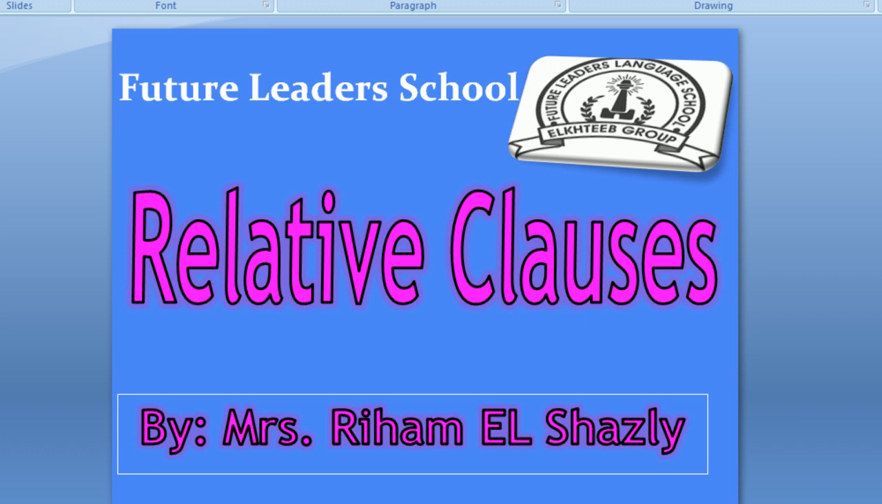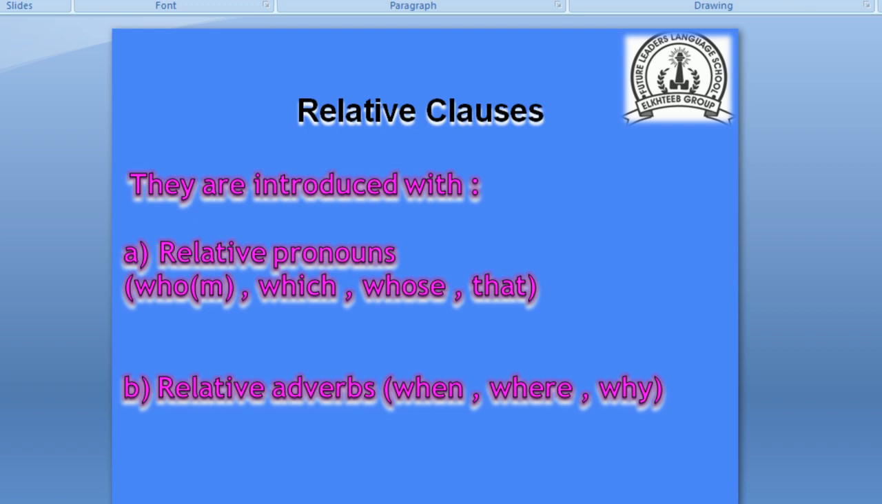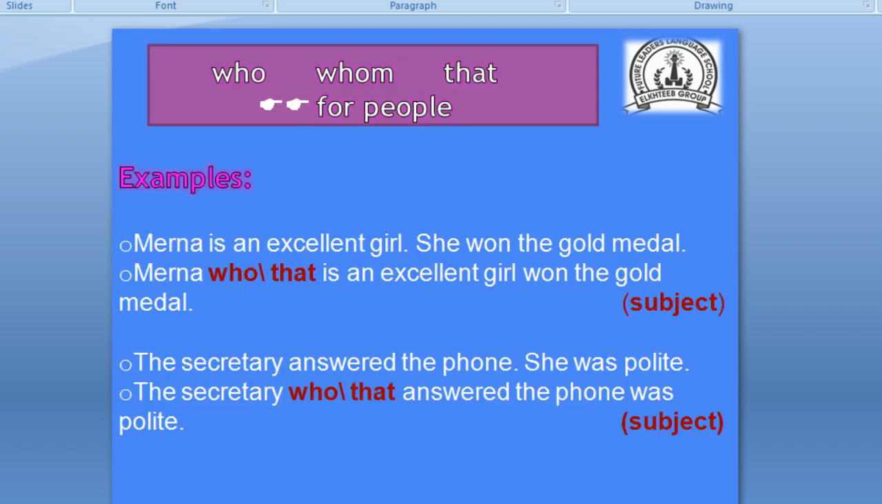Let's start. Relative clauses are introduced with relative pronouns like whom, who, which, whose, and that, and relative adverbs like when, where, and why. Who, whom, and that are only for people, only for humans.